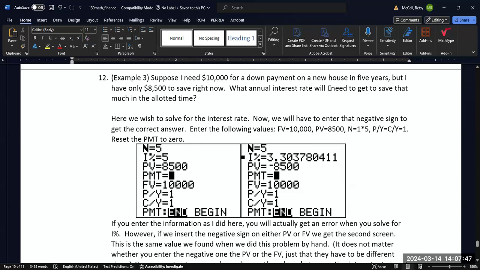So $10,000 needed for a down payment. That's the future value. I have only $8,500 now. What annual interest will I need to get to save in the allotted time in 5 years? Annual, since we're compounded annually, we're just going to put in 1 for our PY and CY. Our N is 5. If we're getting annual interest, that's 1 times 5. We're going to put in our 8,500 for the present value and 10,000 for the future value.